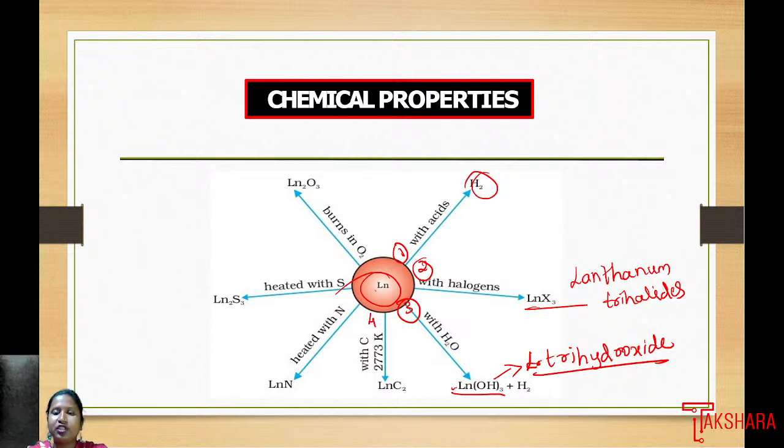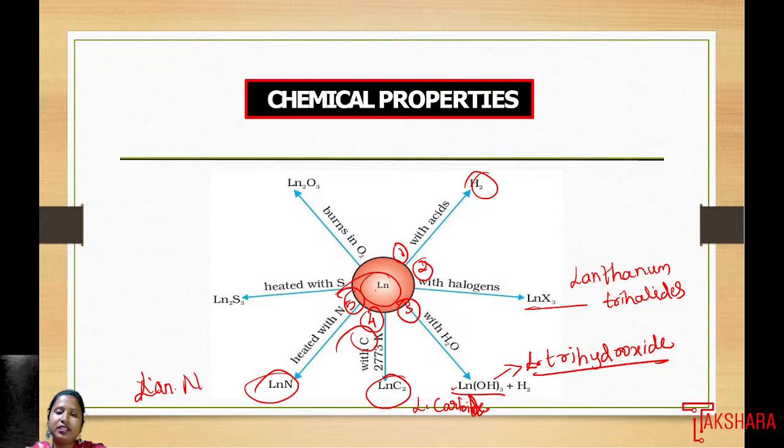Then fourth reaction, when lanthanum is treated with coke. In the presence of 2773 Kelvin temperature, lanthanum carbide is going to form as a product. Then the fifth reaction: what happens when lanthanum is treated with nitrogen? Lanthanum nitrides are going to form.